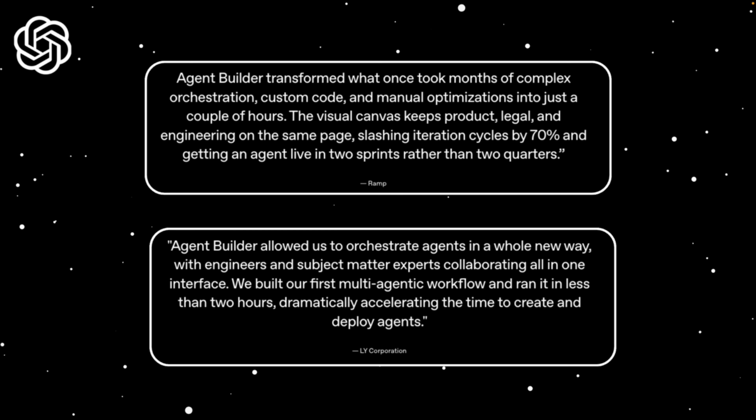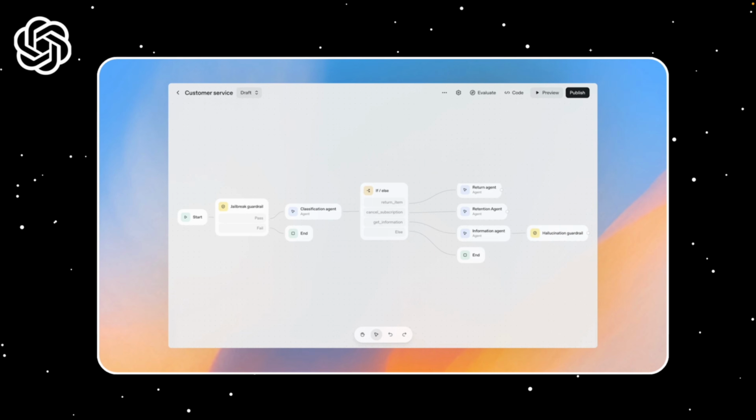So OpenAI has clearly made making agents much simpler, much more transparent, much more collaborative, and most importantly, much faster. Another key concern for enterprises is governance and safety when using these agents.